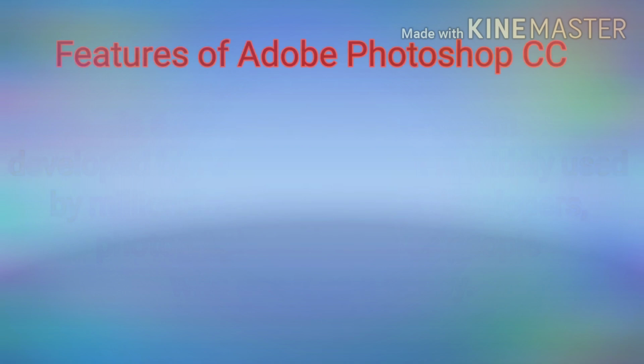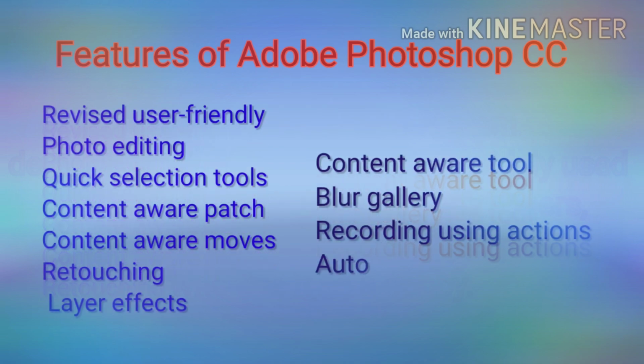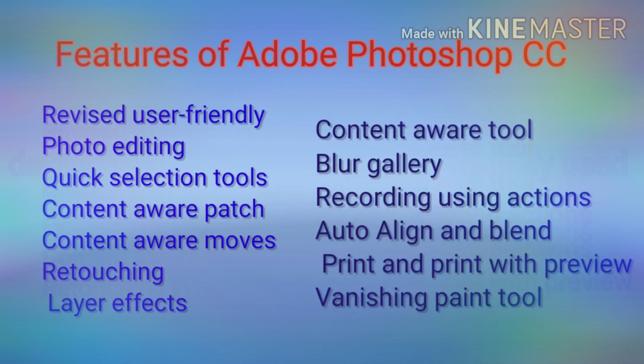There are various features of Photoshop CC. It has a revised user-friendly interface. Photo editing can be done more effectively with very little effort. Quick selection can be made. Content aware patch: what is the use of content aware patch? It allows you to heal undesirable portions of an image. Content aware move enables you to select pixels and drag them to some other place. Retouching can be done. Layer effects preserve the original state of the image while manipulating another version of it.